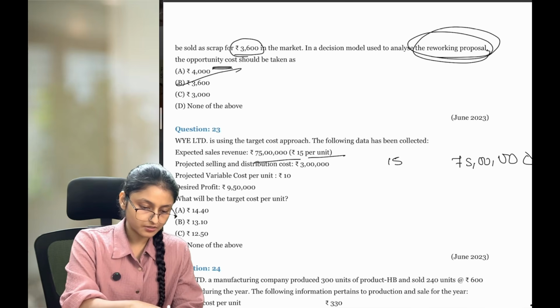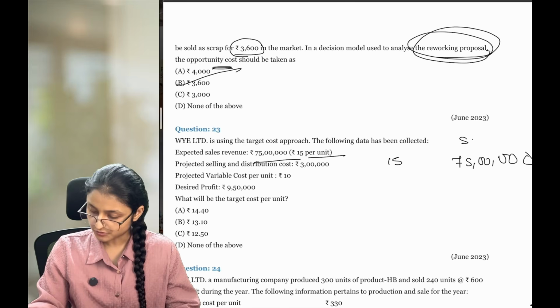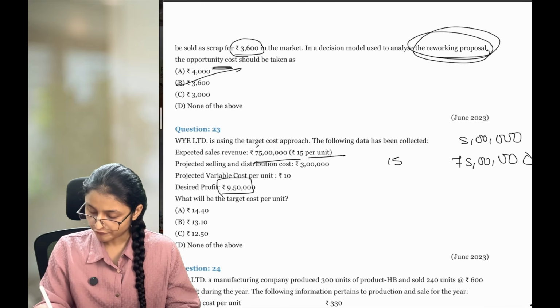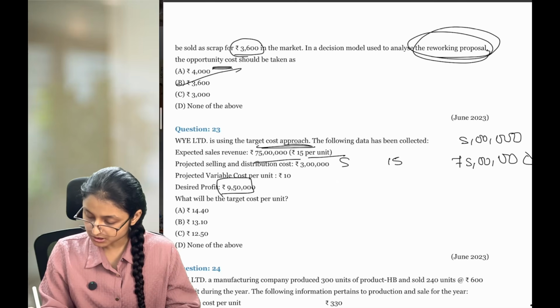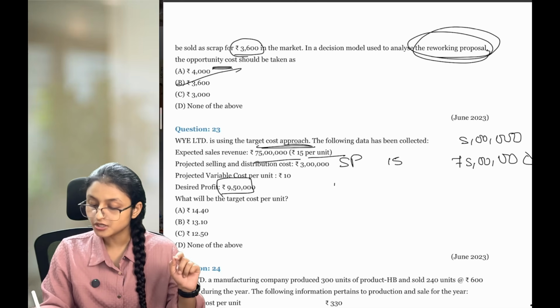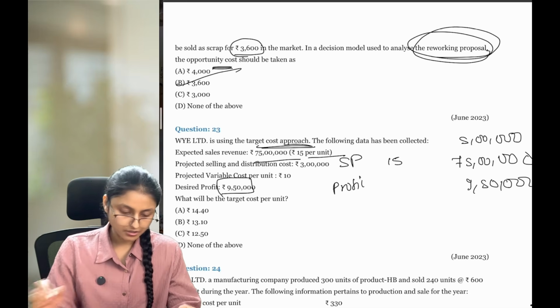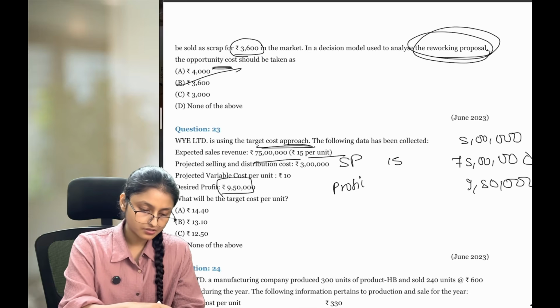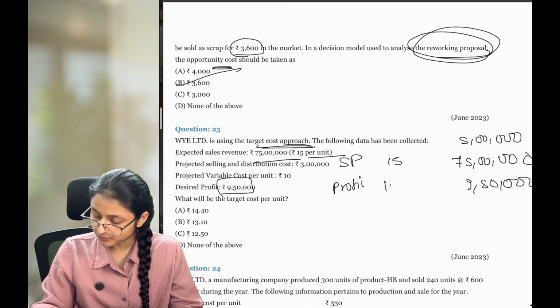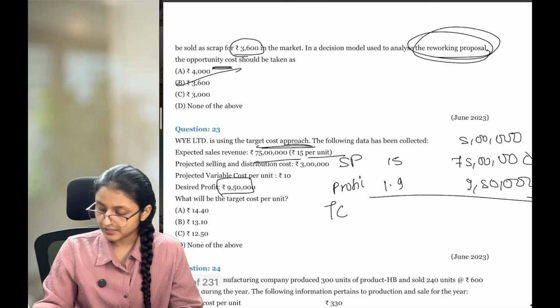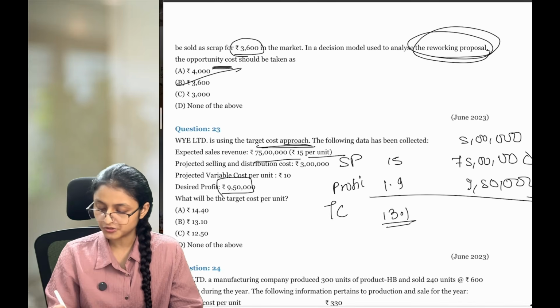So if I calculate the number of units, this is 5 lakh units. And the desired profit which we want, if we are using target costing, that means selling price is already fixed, your profit is already fixed of 9,50,000 for 5 lakh units. Hence on per unit basis it is 1.9. So your target cost will be 15 minus 1.9, which is equal to 13.1 on a per unit basis.